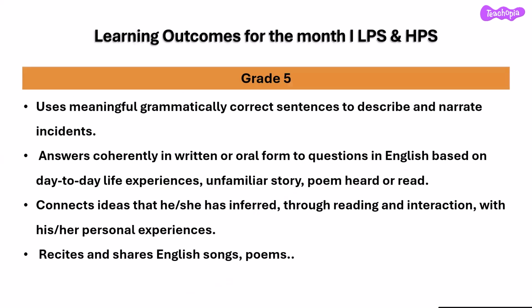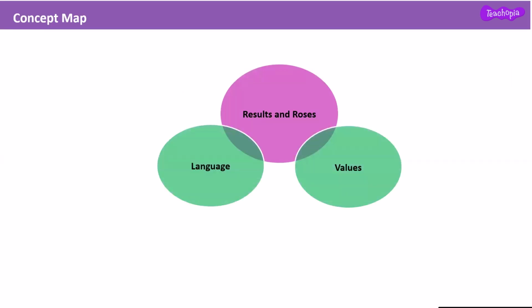So these are some of the grade 5 learning outcomes. We made a note of the learning outcomes in the very beginning of the session, which can be mapped to the activities we are presenting now. Here we are choosing the chapter Results and Roses from grade 5. So we can have language learning skills along with values. Through this chapter, we can concentrate on the concept of rhyming words for language learning, and similarly the value of hard work.